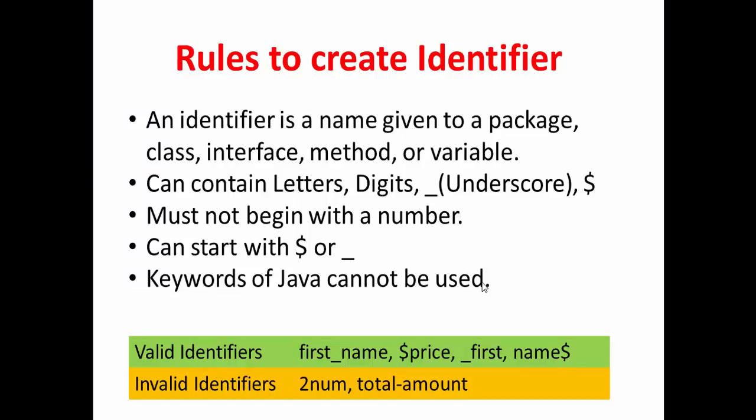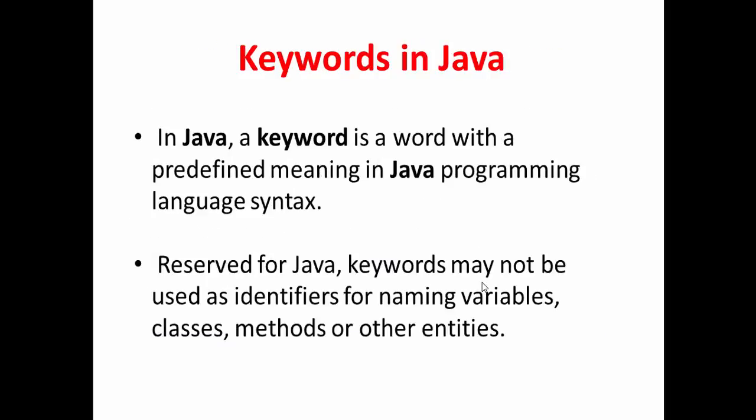We had seen a specific point here. Keywords of Java cannot be used to create identifiers. So what exactly are these keywords? Java has reserved some of the words with a special meaning. All these words which are reserved by Java have a predefined meaning in Java programming language syntax. Such words are called keywords, and we will be using these keywords. In fact, we are already using these keywords in our Java programs. Throughout a Java program, even a simple hello world program, we use keywords.